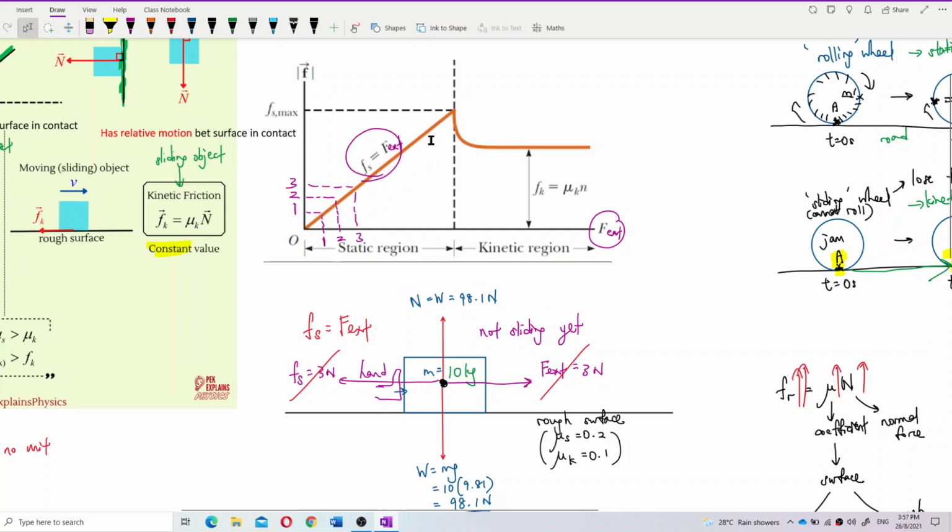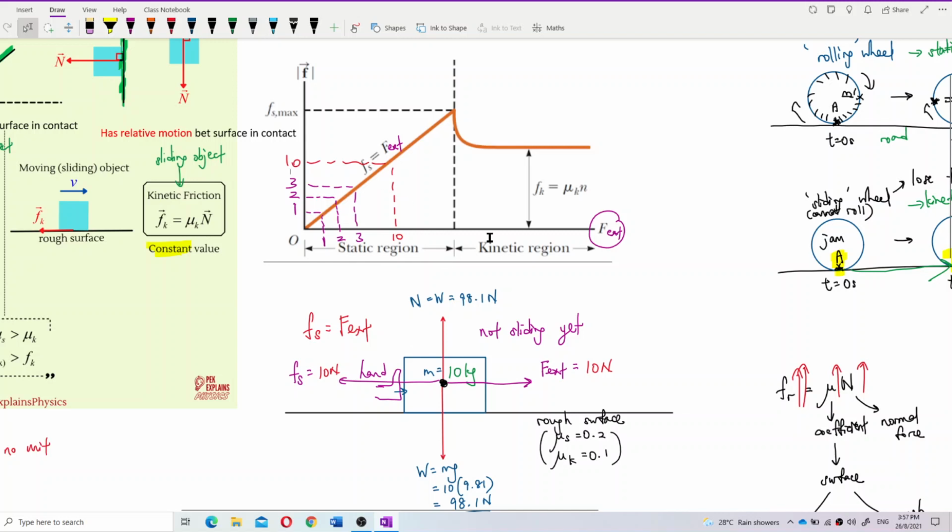So until what point should I push before the crate will start to move? Let's say now I push with 10 Newton. What do you think the static friction is? Also 10 Newton. I push with 10 Newton, and the static friction also will be 10 Newton.